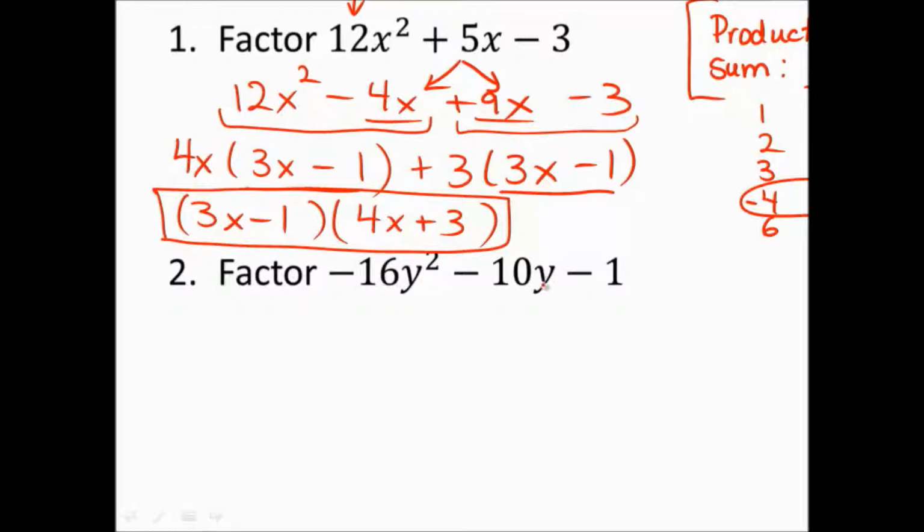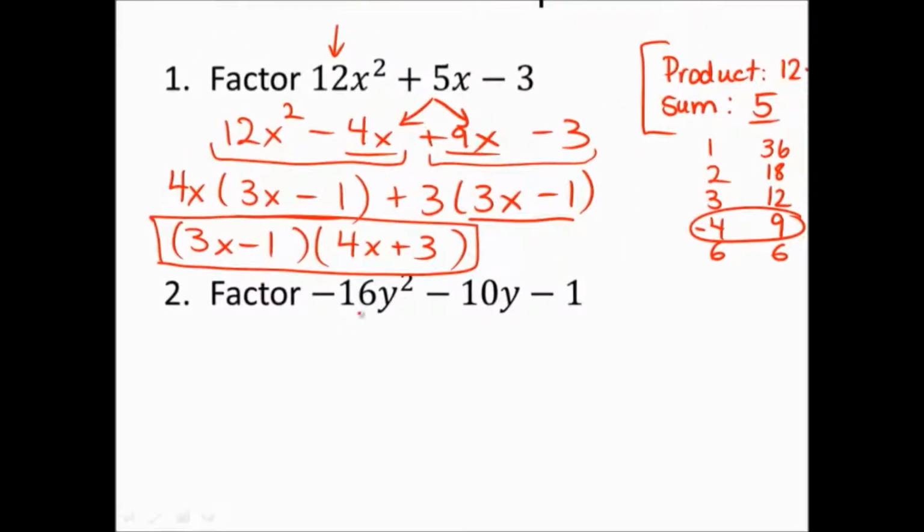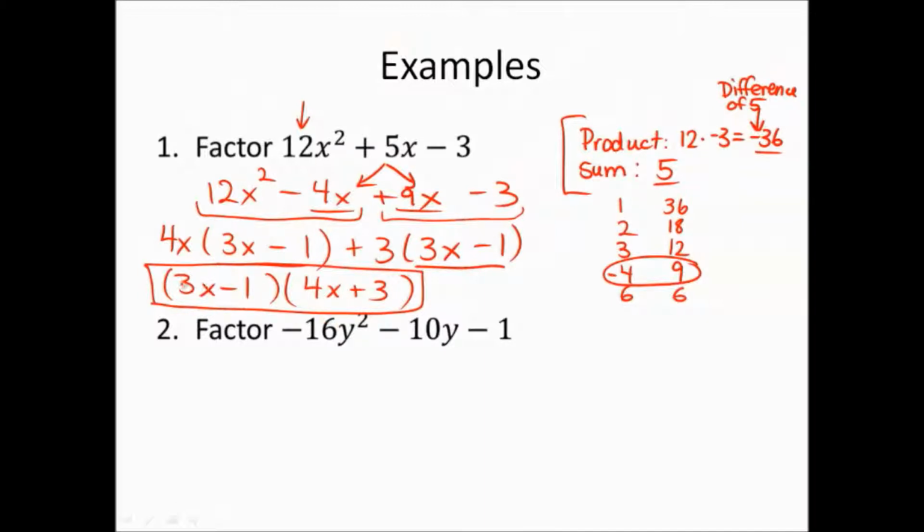Let's take a look at the next example here. You'll notice the leading coefficient here is negative 16. So, as a rule of thumb, you always want to take out any common factors that you possibly can, and you always want your leading term to be positive, because it makes these guys nice and positive, and it also works better later when you're trying to simplify rational expressions and so on. So it's cleaner to take out the negative, so let's do that first.